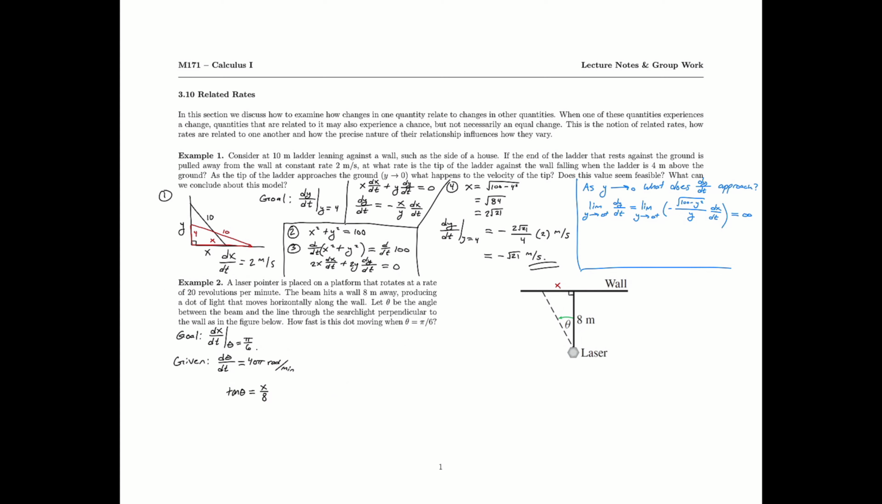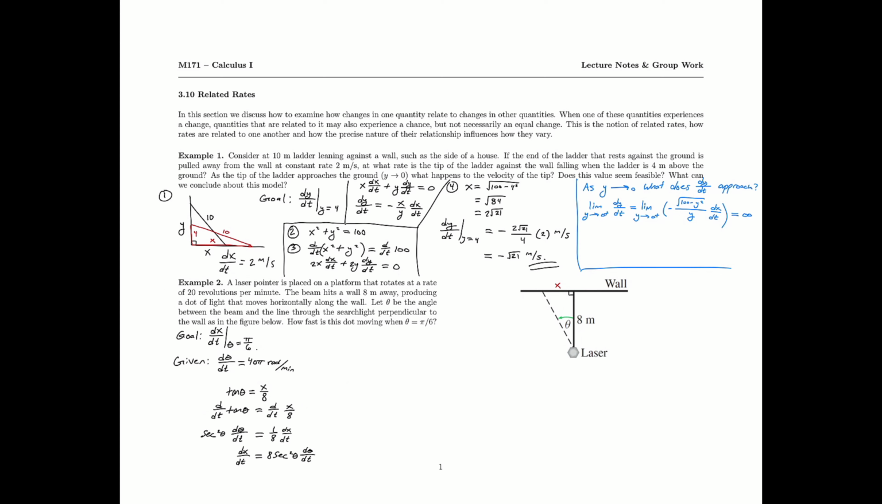And differentiate. We'll take the derivative with respect to time on each side. The derivative of tangent is secant squared. So we get secant squared theta times d theta dt equals 1/8 dx dt. We're interested in solving for dx dt, so dx dt equals 8 secant squared theta times d theta dt. With that, we are free to plug in what we know.